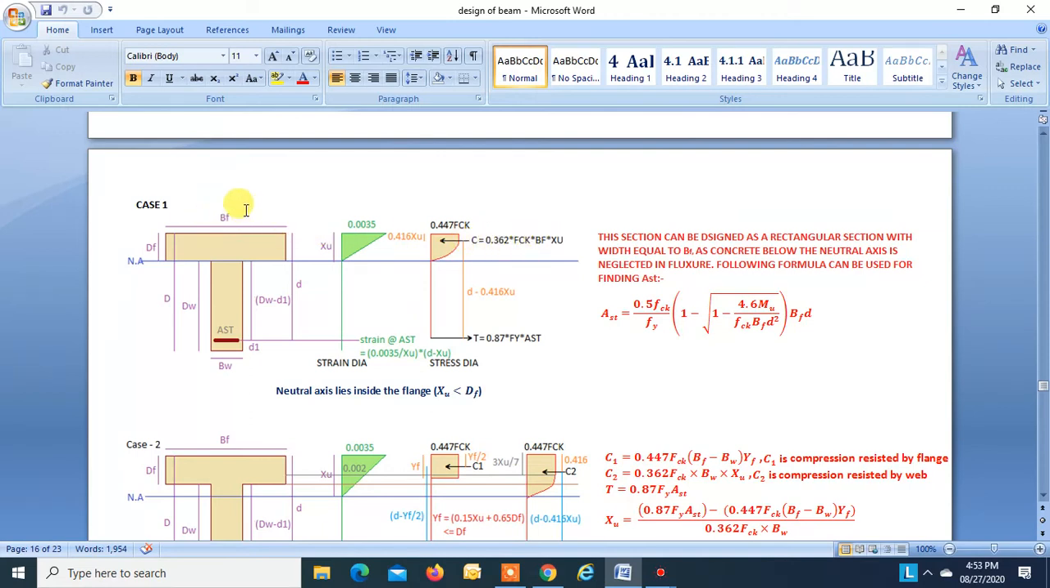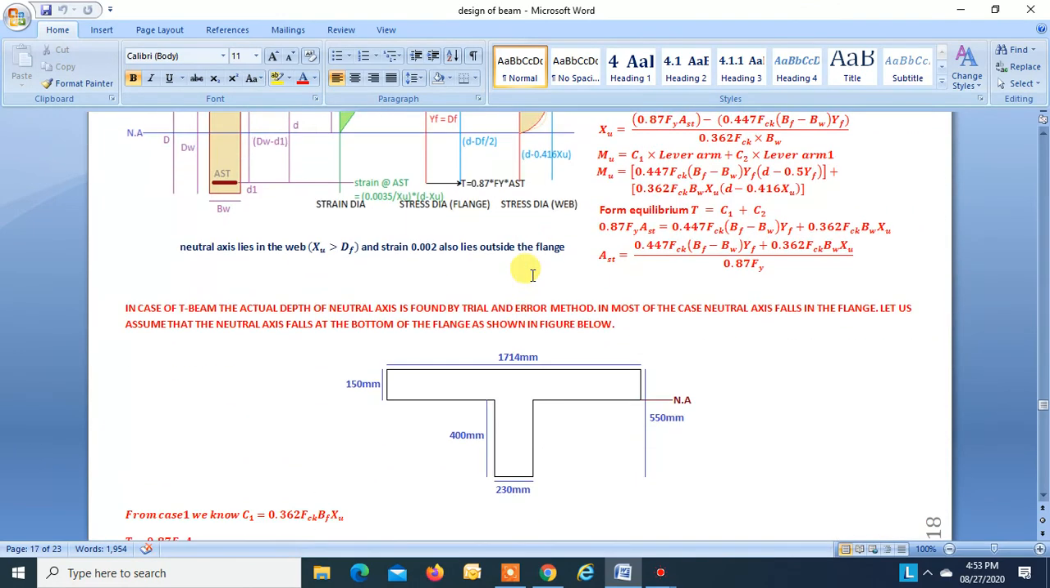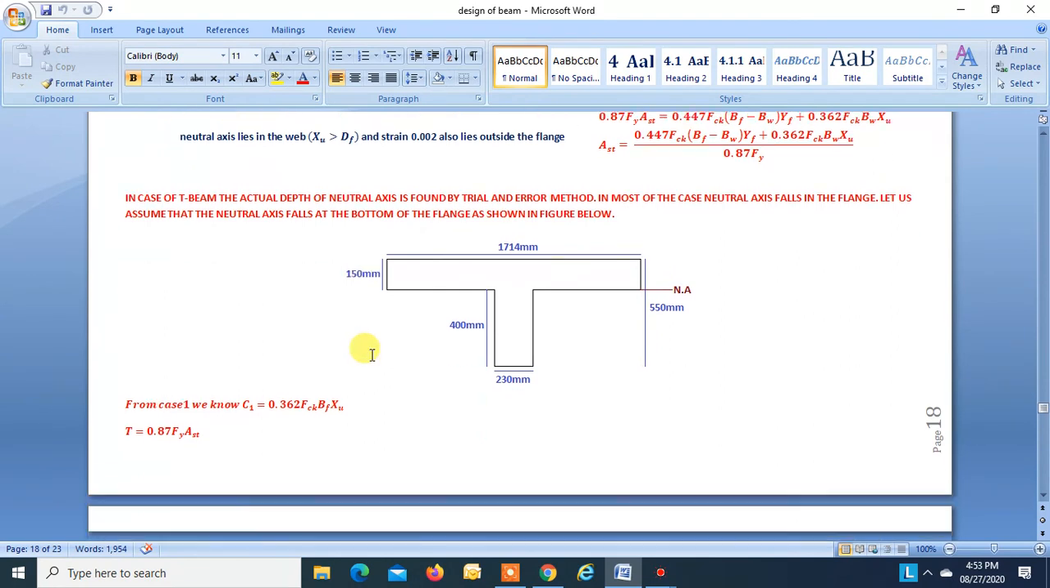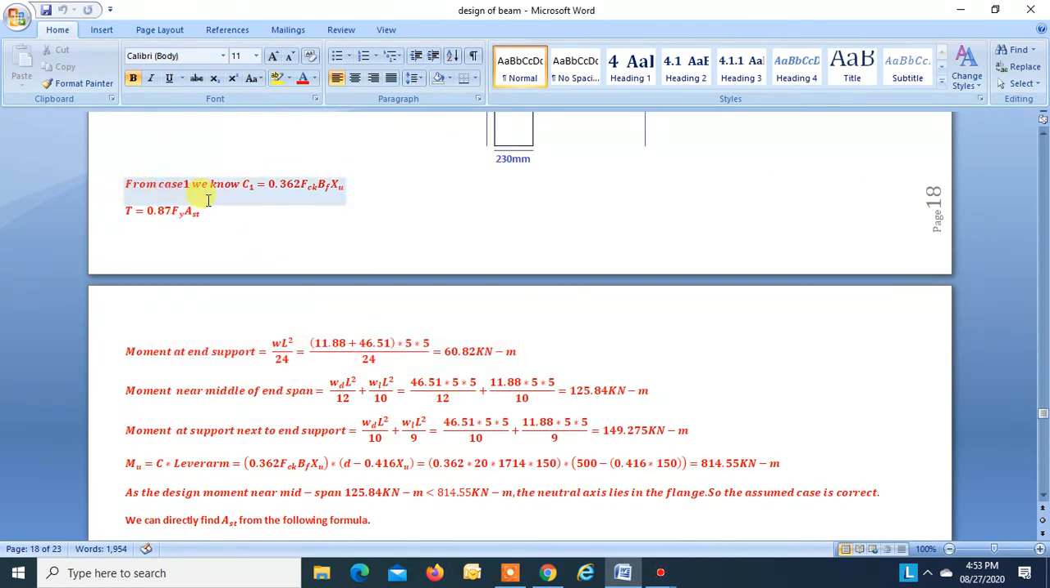BF, we have to take BF over here into XU. XU we are taking as 150. The thickness of the flange is 150, that is the thickness of the flange. So we are taking C1 is equal to this value and D is equal to 0.87.